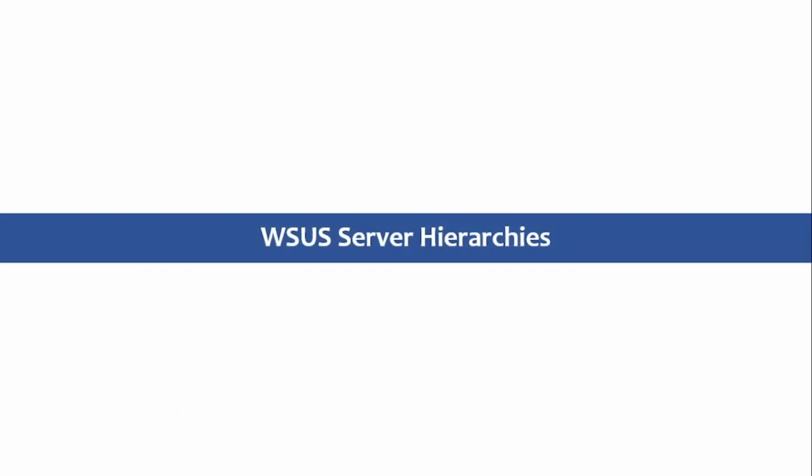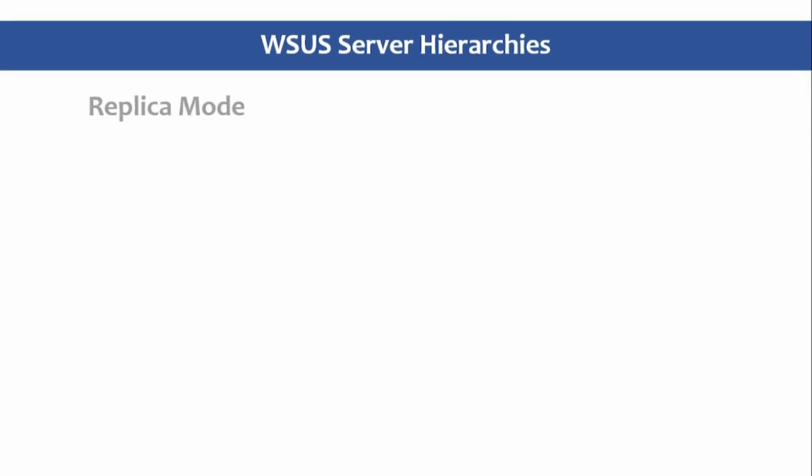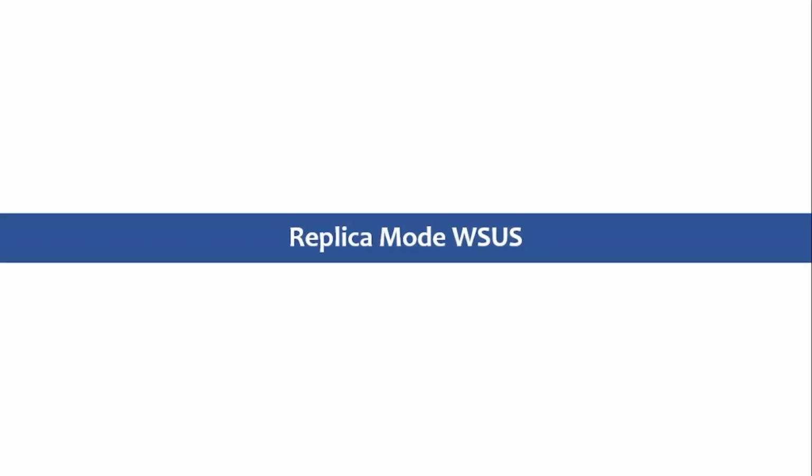Now let us understand WSUS hierarchy. We have two hierarchies here, replica mode and autonomous mode. Let us understand them one by one. Let us understand replica mode WSUS.